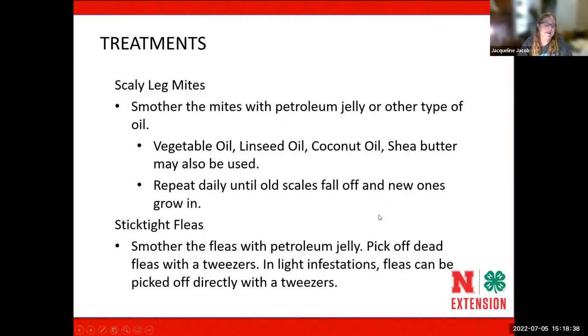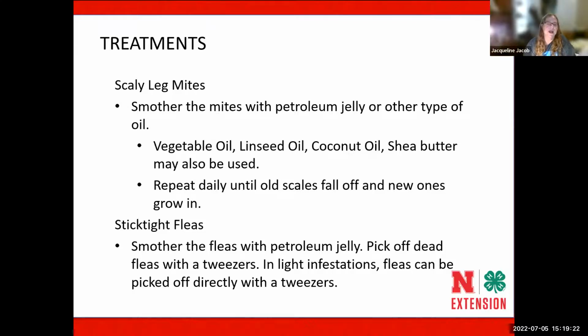It's a little harder with a heavy infestation to get them all off, but covering the birds' faces and infected areas with petroleum jelly works. You can do that with the scaly leg mites as well, but most of the time it's dipping them in oil. A vegetable oil or a linseed oil is most commonly recommended, coconut oil, shea butter, any of those. If you look online, you'll see some say kerosene or gasoline. I do not recommend that. Linseed oil is the recommended oil for treating scaly leg mites.